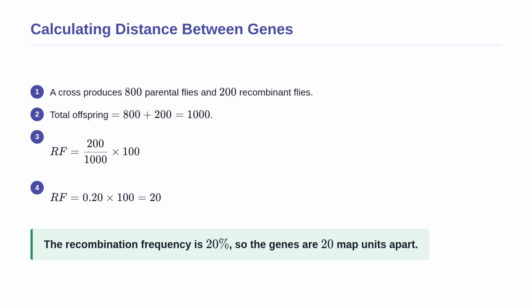First, we find the total population by adding the 800 parental flies to the 200 recombinant flies, giving us 1,000 total flies. We divide the 200 recombinants by the 1,000 total flies to get 0.20. Multiplying by 100 gives a final recombination frequency of 20%. Physically, this means the genes are 20 map units apart.